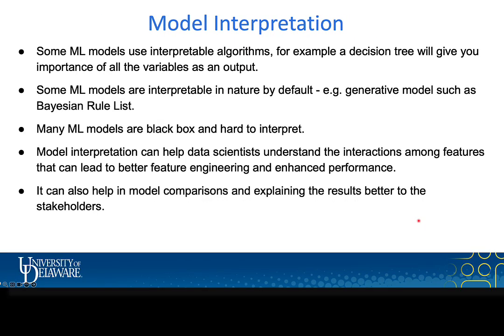Let's talk about model interpretation now. Some of the machine learning models use interpretable algorithms. For example, a decision tree will give you importance of all the variables as an output. Some other models are interpretable by nature, and many models in machine learning are black box and hard to interpret. So model interpretation can help data scientists understand the interaction among the different features that can lead to better feature engineering and enhance performance. It can also help to compare models and explain the results better to the stakeholders.